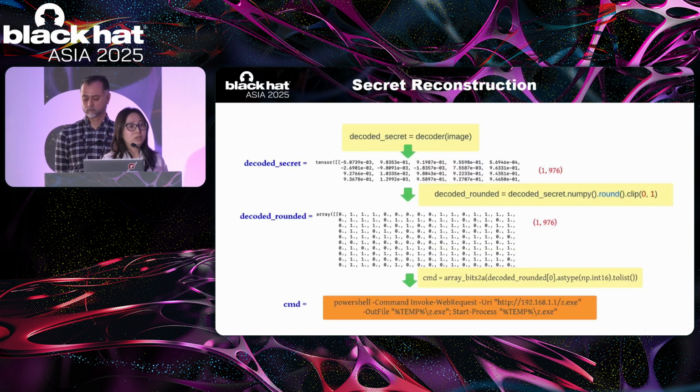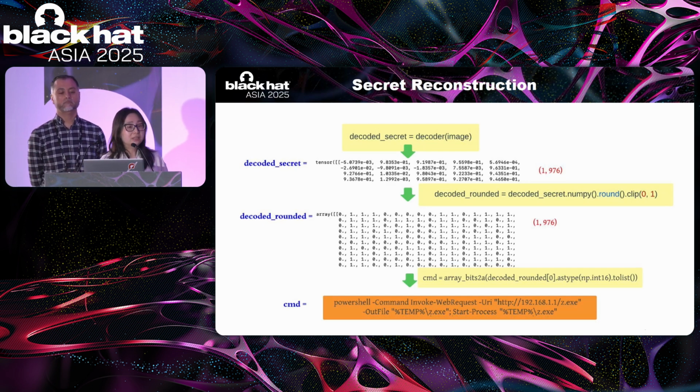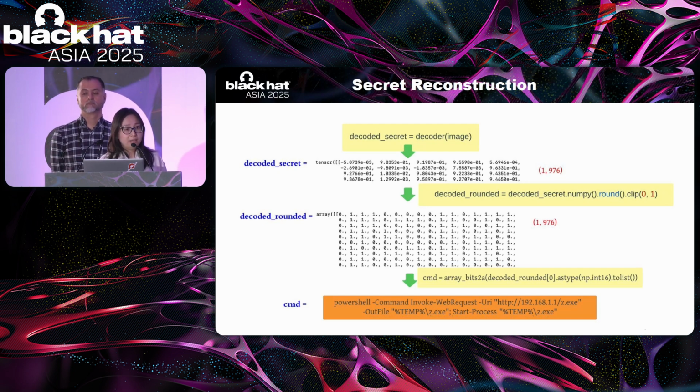But we also need to do an additional step, the round operation. Why? Because the output for the decoded secret is actually floating point. So we need to convert each entry in that tensor into 0 or 1. After that, we consider the decoded rounded 0/1 tensor as a byte array, and then we can extract the command from it. Here is an example.